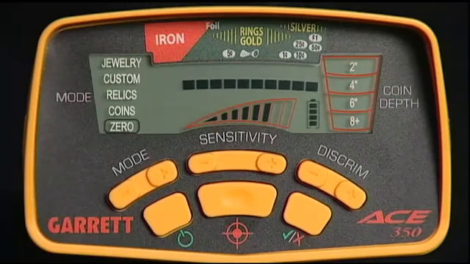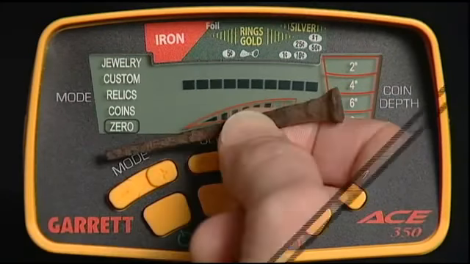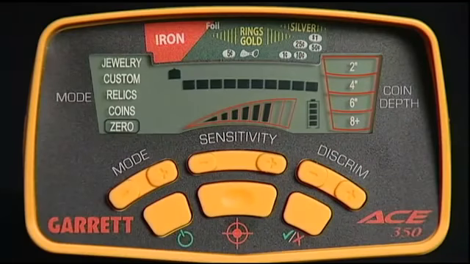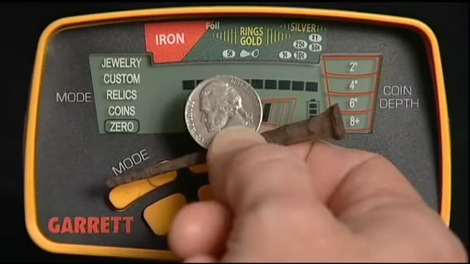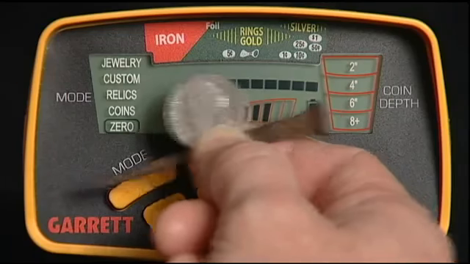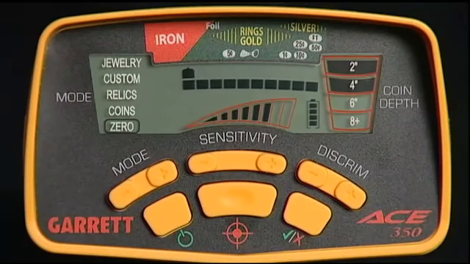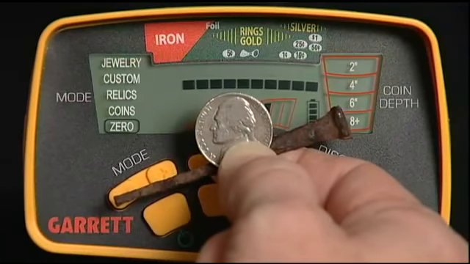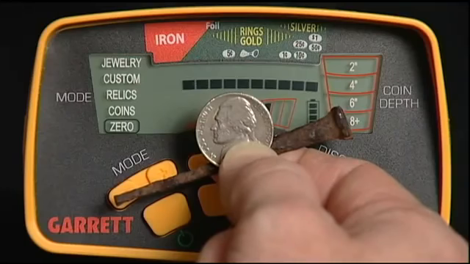Since two segments of ferrous have been turned off, the nail by itself will not be heard. However, the nail and the coin together have a combined result of 3 segments. Therefore, the good target is both detected and announced audibly due to the combined result of the good target being higher than the nail alone.